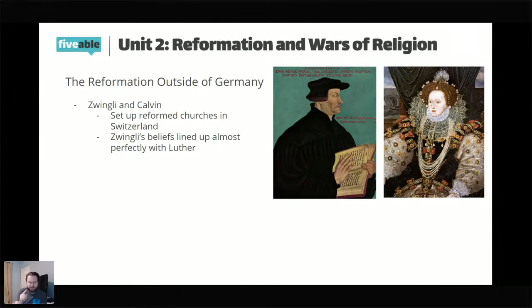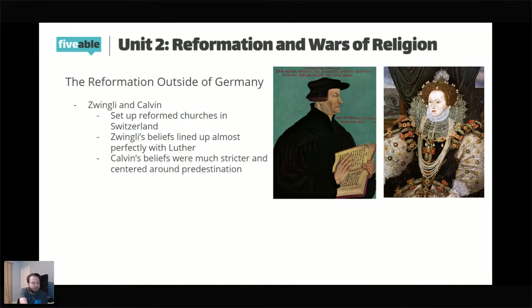And that's the one thing they disagree on. And they say, we were so close. We were so close to setting up a single Reformed church in Europe, but it just doesn't happen. Kind of one of those interesting what-if moments if they could have agreed.